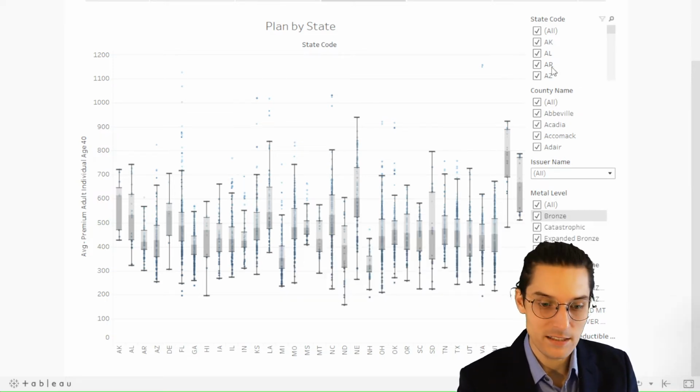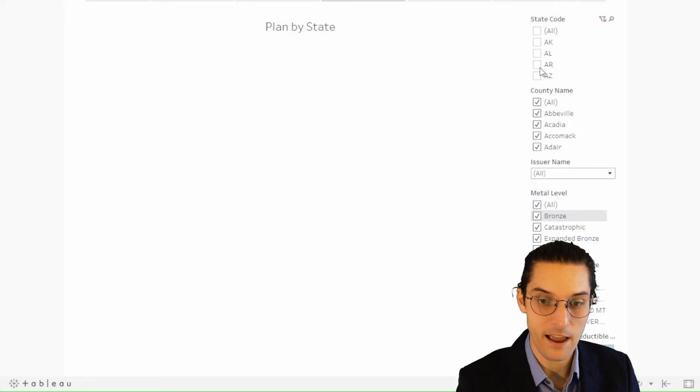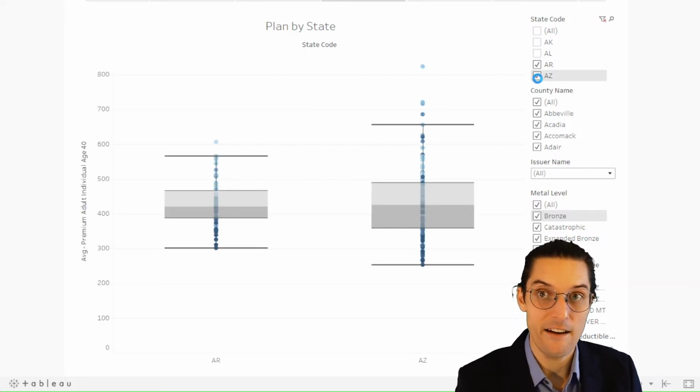One of the things I like to do is, because there's a lot of data here, suppose I want to take a look at two individual states and compare them side by side. So I can take a look at, let's say, Arizona and Arkansas. Both of these states have different populations and they're set up in entirely different ways.